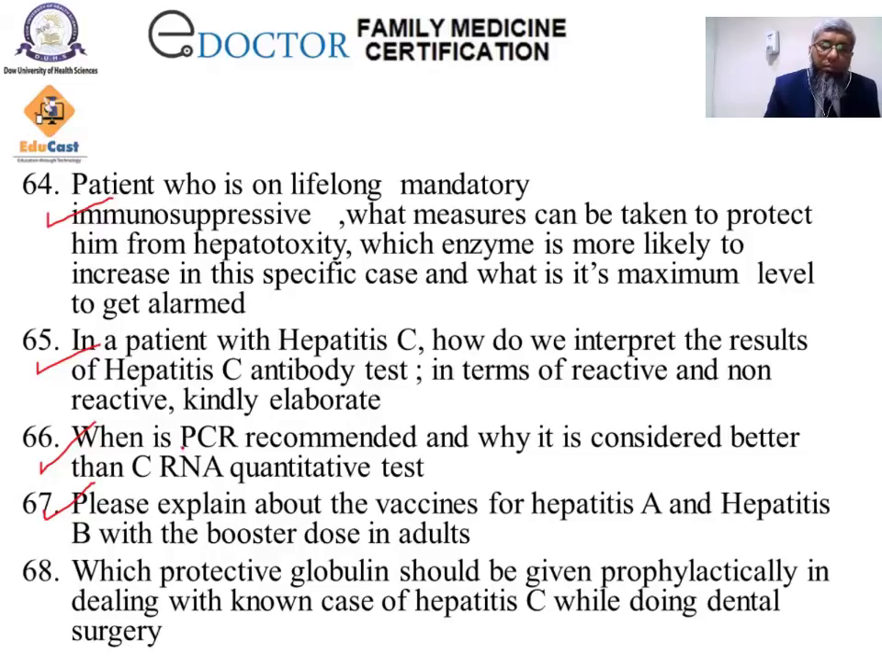PCR is basically polymerase chain reaction. This is the process to detect RNA. Question number 67. Please explain about the vaccines for hepatitis A and hepatitis B with booster dose in adult.